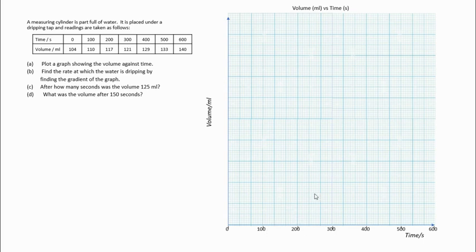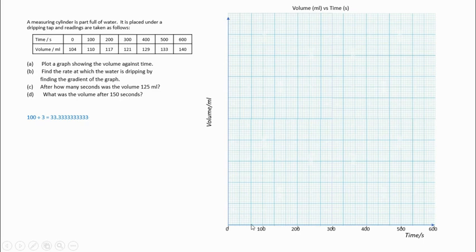Let's check how many seconds are represented by 1 centimeter. If we have 3 centimeters representing 100 seconds, then 1 centimeter will represent 100 divided by 3, which is 33.333, and the threes go on and on. They're recurring. So this is a recurring decimal. That makes this scale unsuitable.